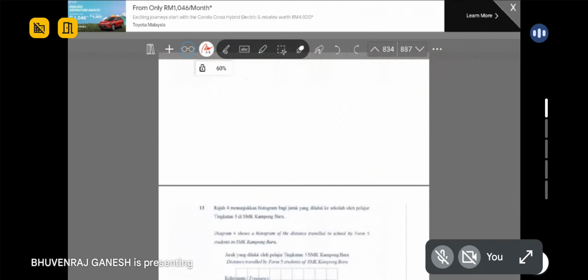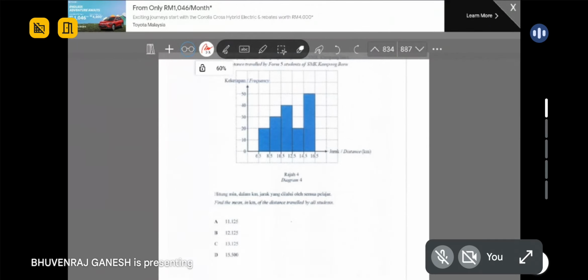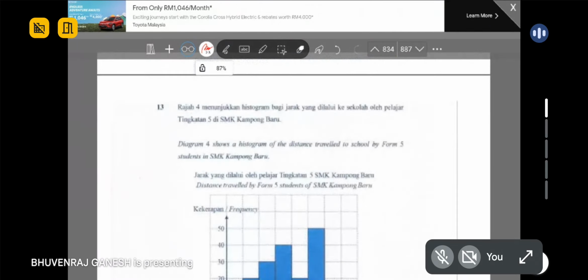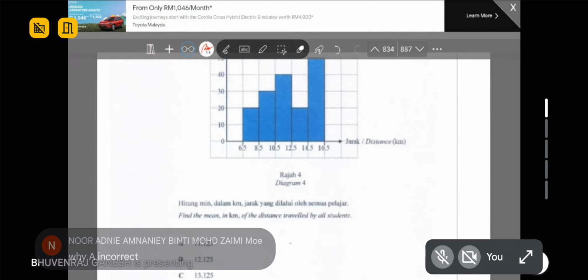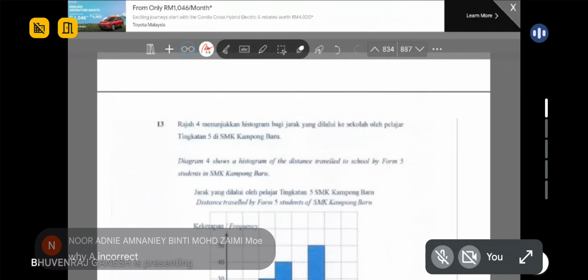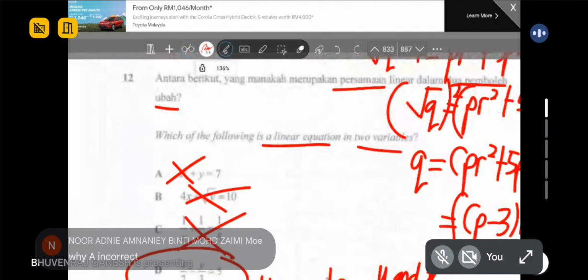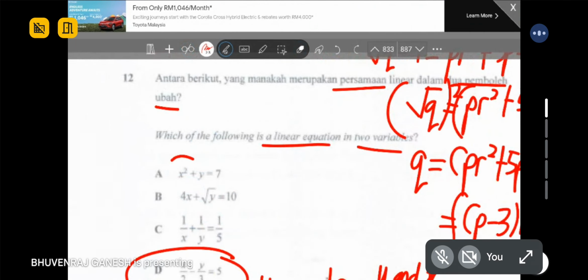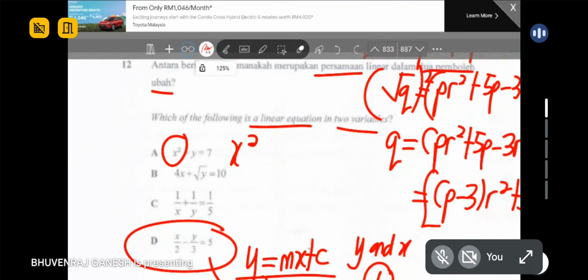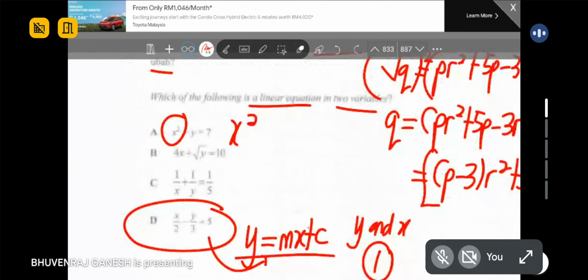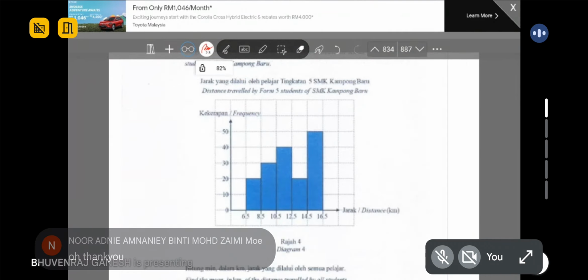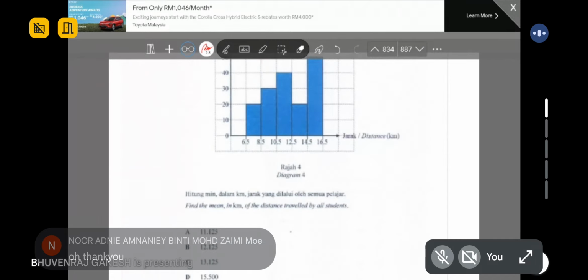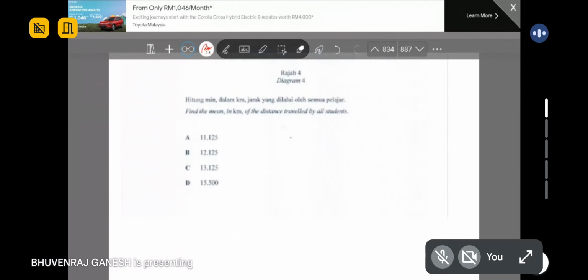Can. Continue. Alright. So question 13. Anyone need discussion? 13 perlu bincang tak? Yes or no? I think this one simple, right? Why A incorrect? A is because power 2. X kuasa 2. Kalau kuasa 2 bukan linear dah. Faham? Hanya boleh kuasa 1. Okay? Okay, so question 13 guys. Anyone? 13? Tak ada. 13 don't have.